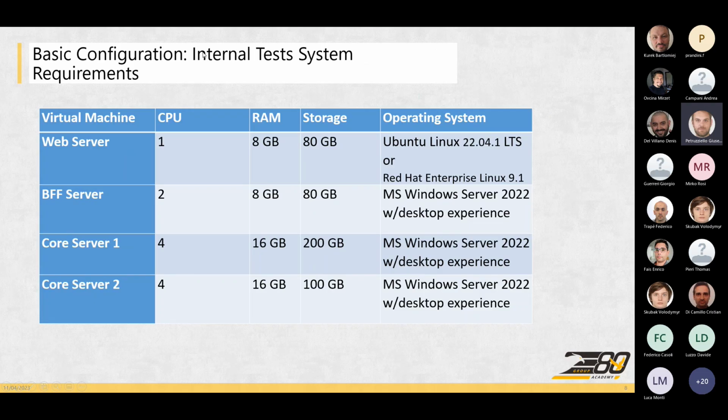About the internal test environment, of course, it's simpler and fewer resources are necessary. We have 4 machines: one for the web server, and typically Ubuntu Linux is used for this type of environment, but Red Hat is also possible. So we have one CPU, 80 gigabytes of RAM, and 80 gigabytes of storage. We have the BFF server, with MS Windows Server 2022, and Core Server 1 for databases and Core Server 2 for services.